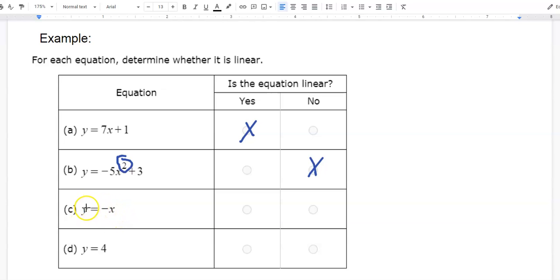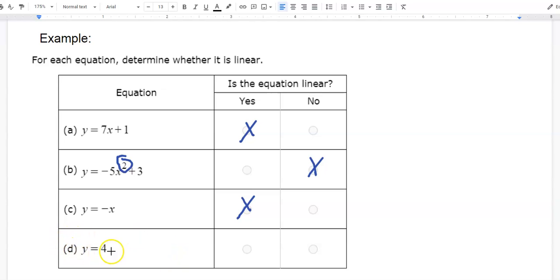Do we have any exponents on the variables? We do not. Do we have any variables multiplied together? We have a y over here, we've got a negative x over here. We do not. Do we have any variables in the denominator of fractions? Again, we do not. And lastly, do we have any variables that are being used as exponents? And we do not. So that is going to be a linear equation. That's it. That is a linear equation. If I graph that, that's going to make a straight line.